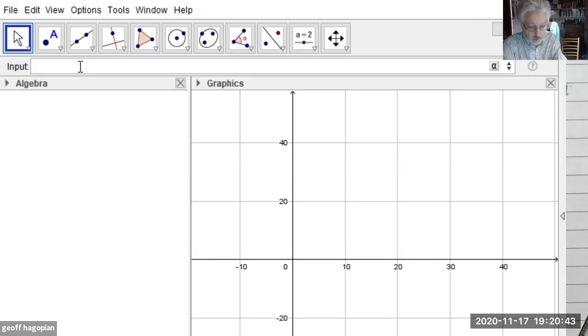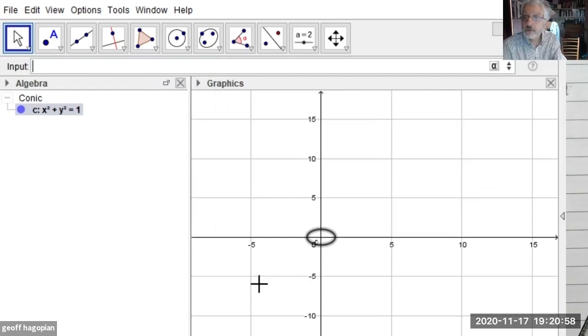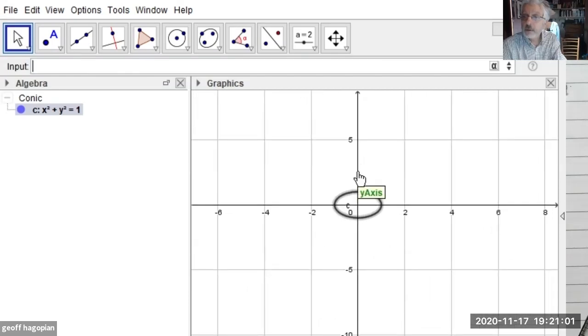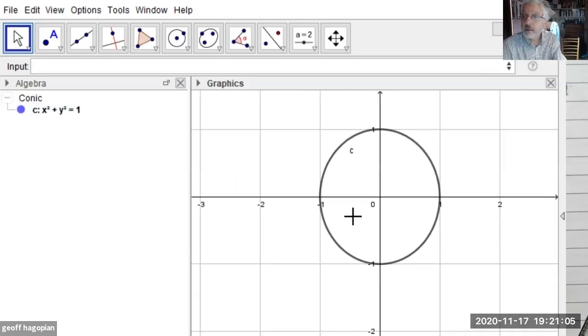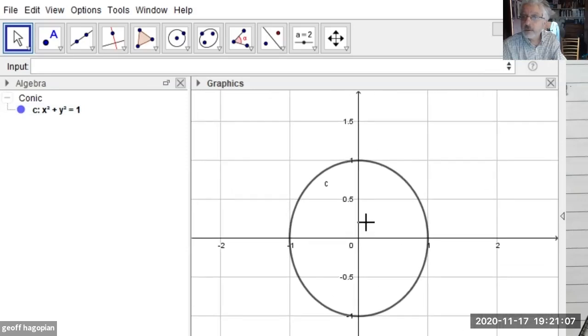So I'm going to say circle centered at (0, 0) with radius 1. There it is. It's a tiny little thing. So let's zoom in on it. And notice it doesn't look like a circle because we've scaled our coordinate axes differently, right? But there it is, the famous unit circle.